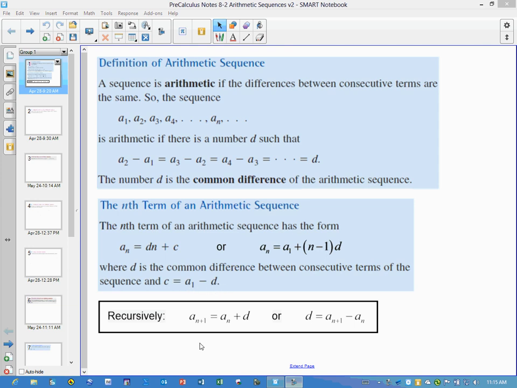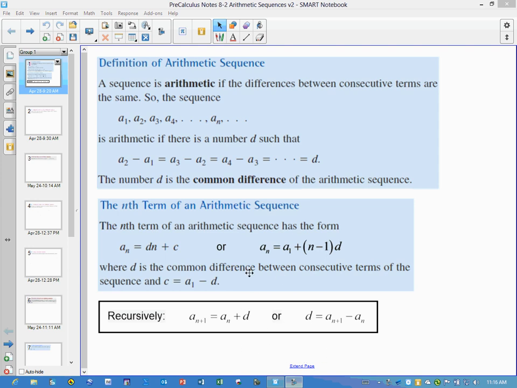But recursively, we can say that the next term, a sub n plus 1, is equal to the current term plus the common difference. So in other words, to go from A3 to A4, you just add the common difference. Or rearranging that a little bit, we can say the common difference is any n plus 1 term minus the n term, so a sub n plus 1 minus a sub n. The difference between those two is always going to be the common difference. So two different ways you can write it recursively.